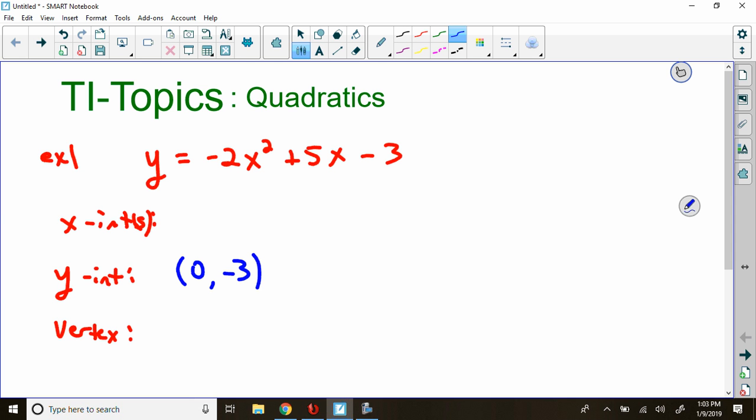X-intercepts, 2 times 3 is 6. This thing could factor. Don't know that it does. The vertex is going to be a fraction. It's going to be a mess. I can tell you that right now.